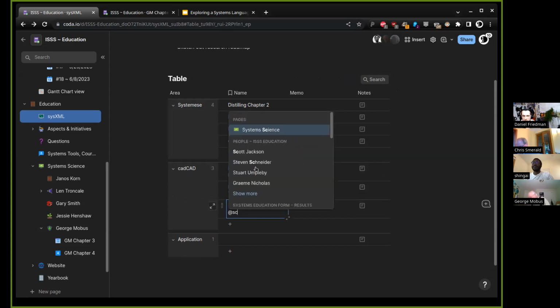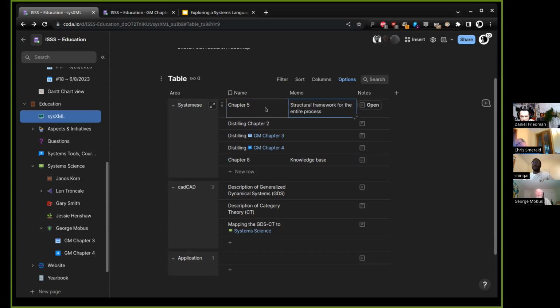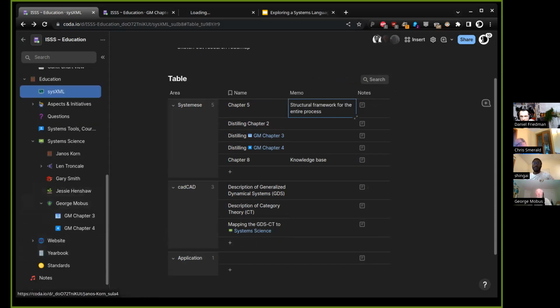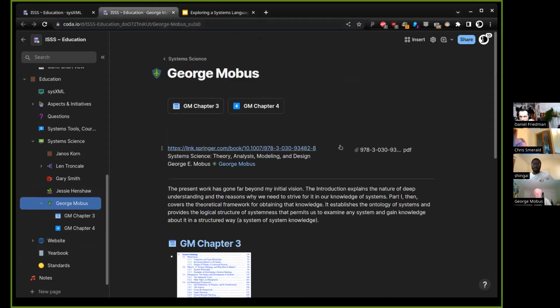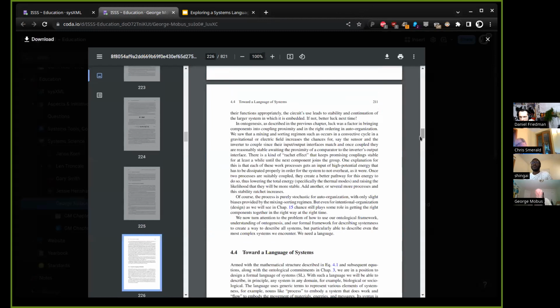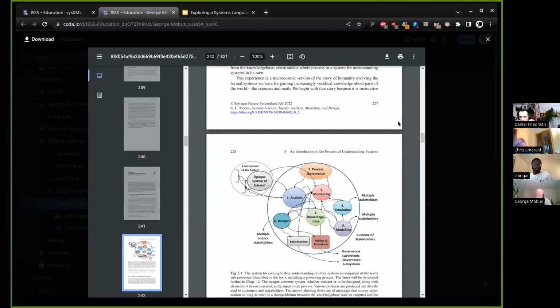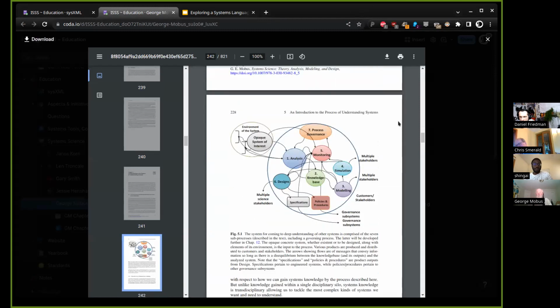All right, so chapter 5, that's what I was thinking before. Chapter 5 provides a structural framework for the entire process. So whatever language tools and knowledge-based tools and so forth are being developed would be contained within this. So I'm looking at page 228, the diagram, which shows the overall process of systems analysis. And yeah, there you go.